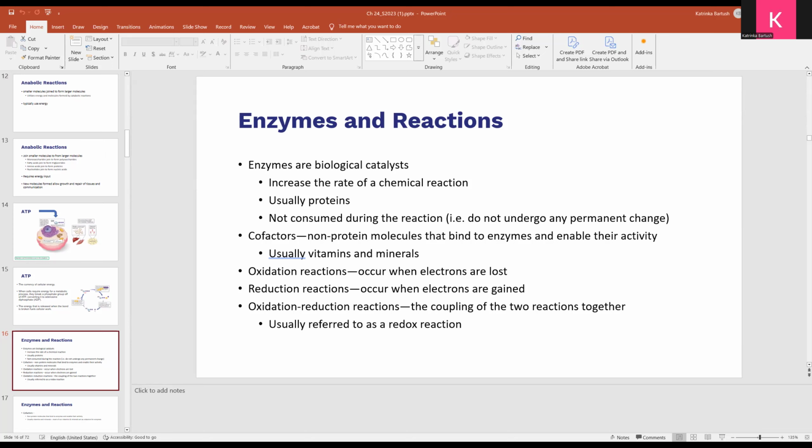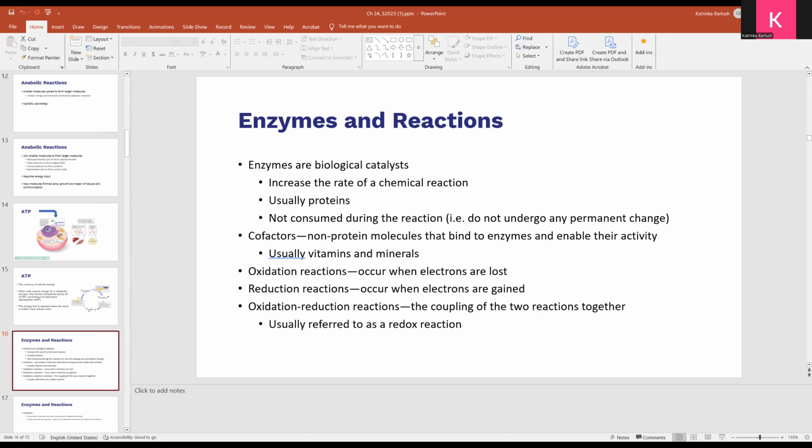Enzymes usually are proteins. Cofactors are non-protein molecules that bind to the enzymes and actually enable their activity. Cofactors are usually vitamins and minerals.